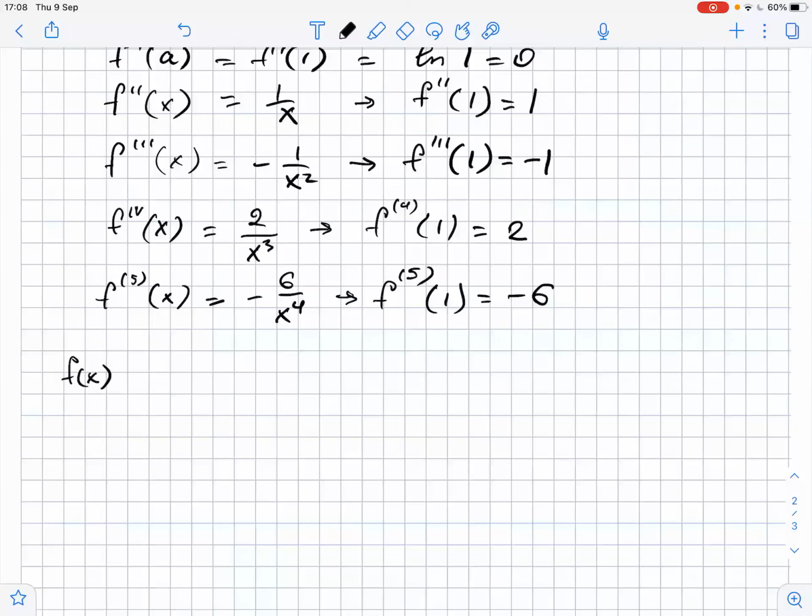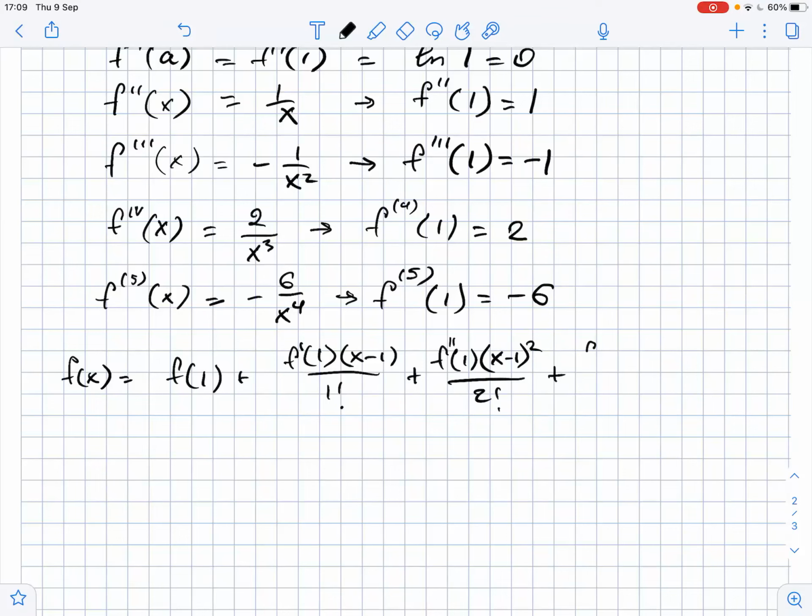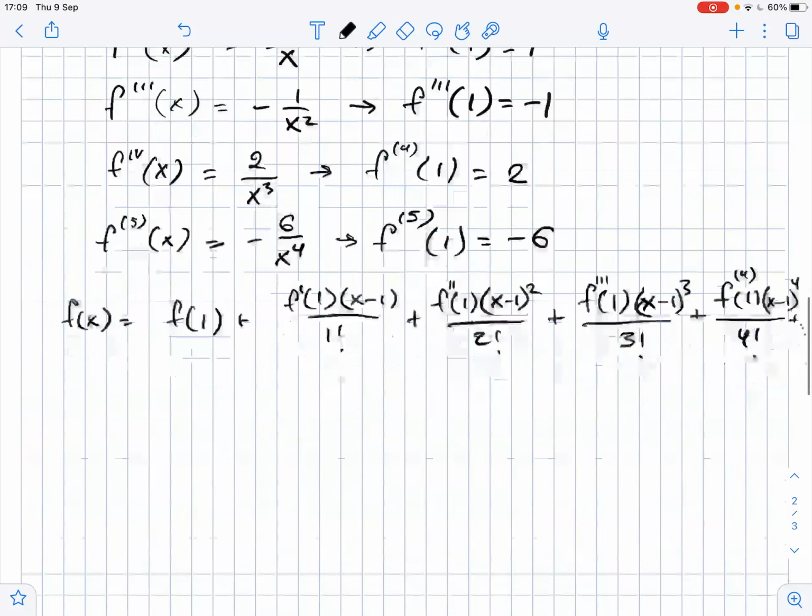We will get that f of x equals f of 1 plus f prime of 1 times x minus 1 over 1 factorial plus the second order derivative of f of 1 times x minus 1 squared over 2 factorial plus the third order derivative of f of 1 times x minus 1 cubed over 3 factorial plus the fourth order derivative of f of 1 times x minus 1 to the fourth power over 4 factorial and so on.